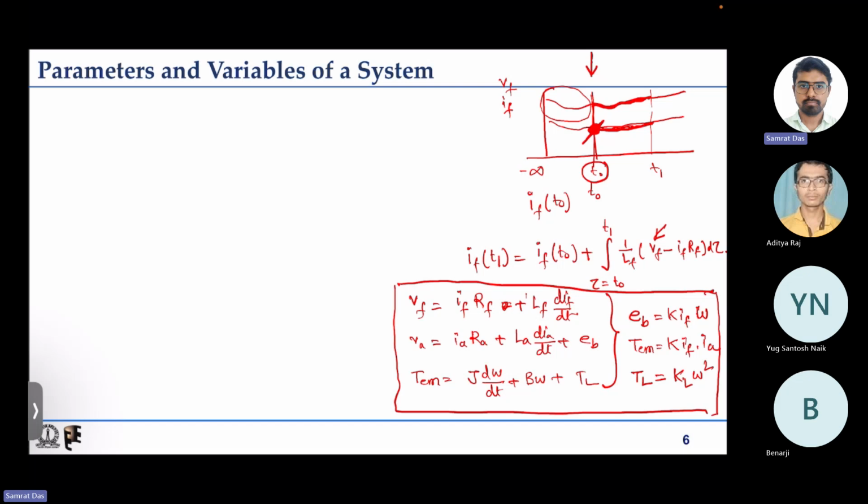Now you can see that you have three differential equations, and there are three quantities whose time differentiation is being done. So what are they? They are field current, armature current, and speed. So these are the states of a DC machine, DC motor system. This system has only three states: IF, IA, omega.